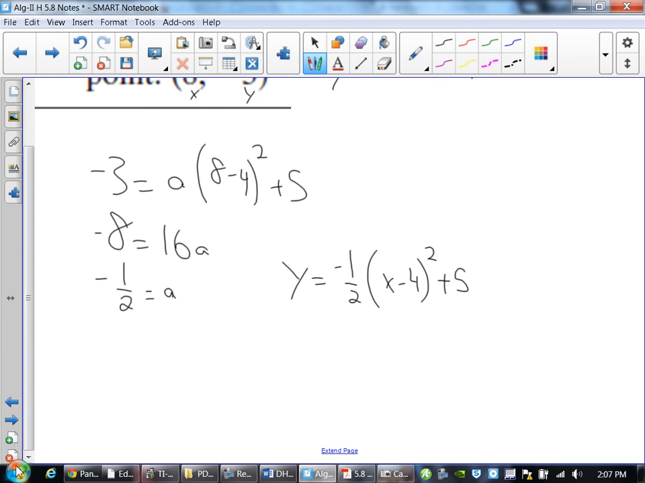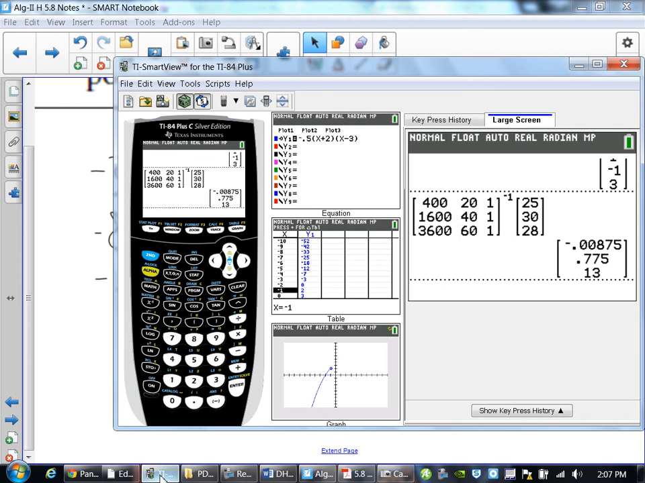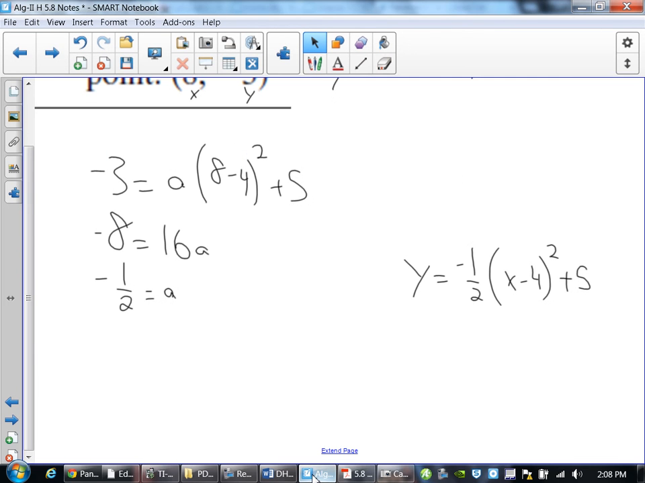Okay. And like I said, you should never ever get one of these problems wrong because what you can do with your calculator is check it. Let me show you how. Take your calculators out. Let's go to the y equals button.